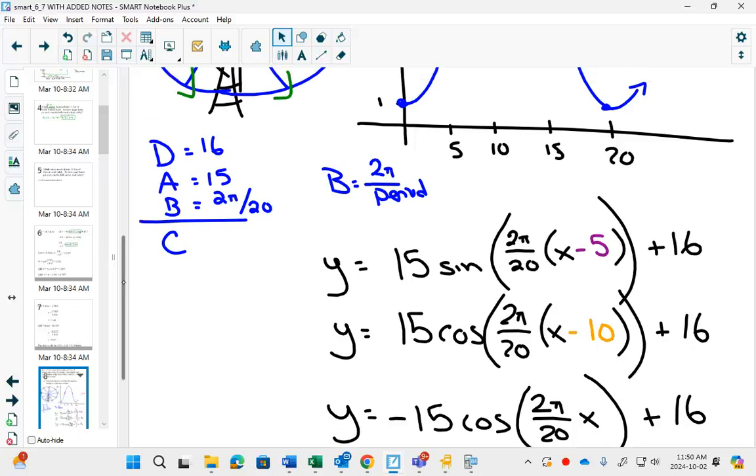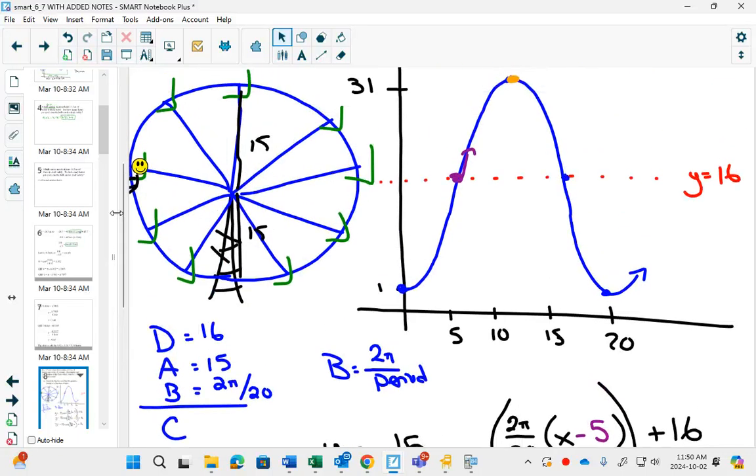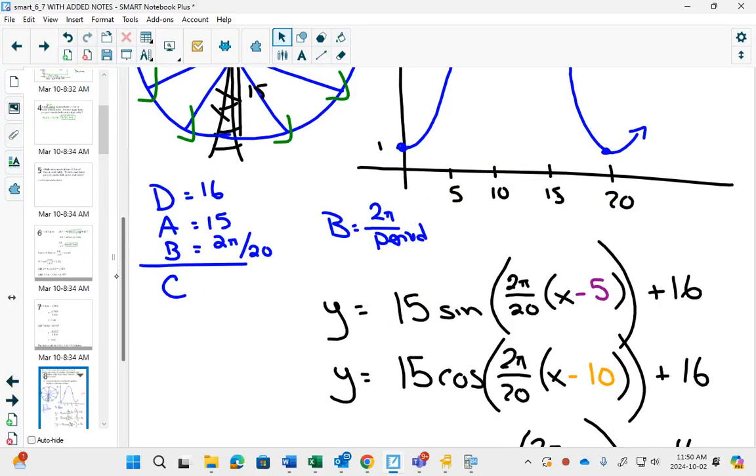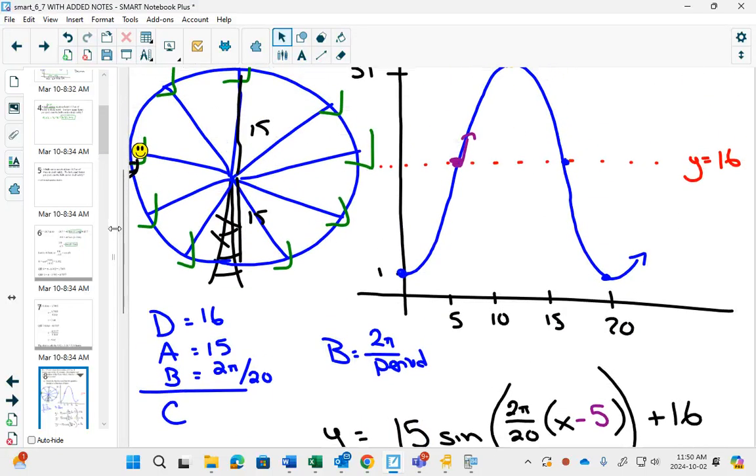So for example, when we chose sine, we said, well, sine normally starts in the middle going up. To have the middle going up, I would have to shift something 5 to the right. So I show that shift by doing -5. For the cos graph, 10 to the right. And for the negative cos graph, it already starts at the minimum, so it would have no shift, which is kind of nice as a graph.